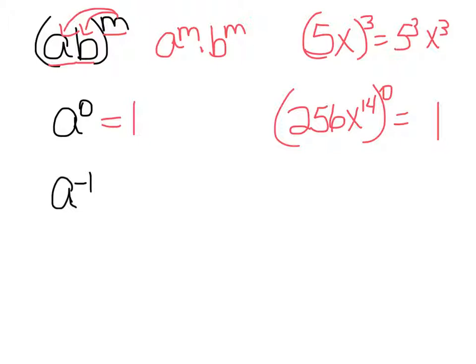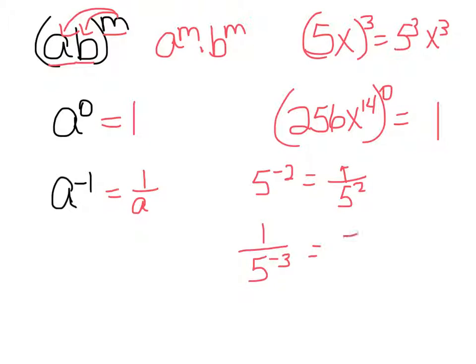When you have a negative exponent, all that does is flip it into the denominator if it's in the numerator, and into the numerator if it's in the denominator. So a to the negative 1 would just be 1 over a. Let's do an example of that. If you have 5 to the negative 2, that would just mean that you would put 1 over 5 squared. Or if you had 1 over 5 to the negative 3, to get rid of the negative, you would move the 5 to the numerator and keep the exponent of 3. You would just lose the negative. And so you would have 125.